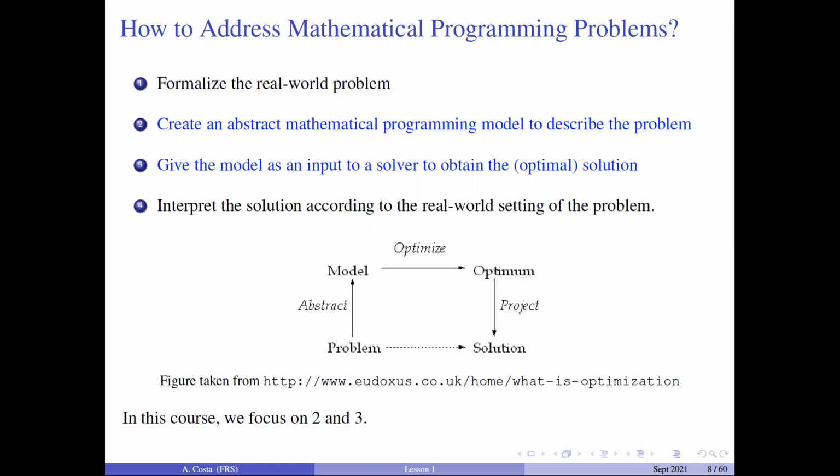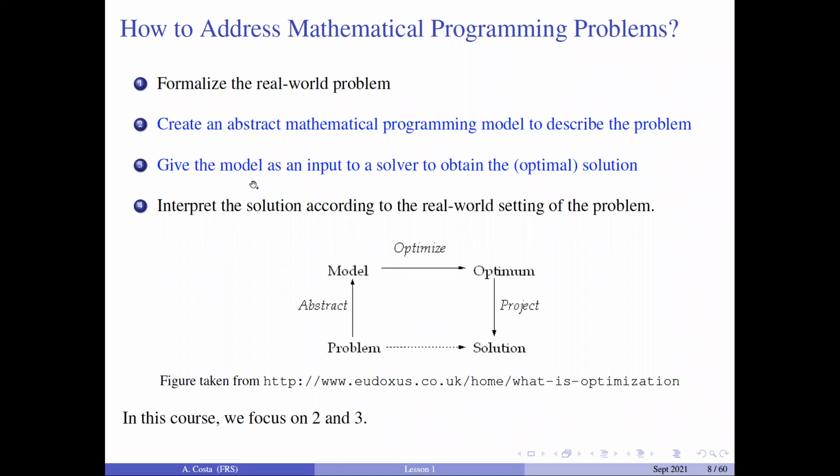So if we look at mathematical programming, usually it goes this way. The first thing to do is we need to formalize the real world problem, because we have a problem we have to solve and we need to make it formal. Usually it means we need to make some assumptions to simplify, to really understand what we want to solve, right? And when we have this formalization, then we need to create an abstract mathematical programming model to describe the problem. So first we understand the problem, then we need to basically write a model with some software that in our case is AMPL, describing the problem.